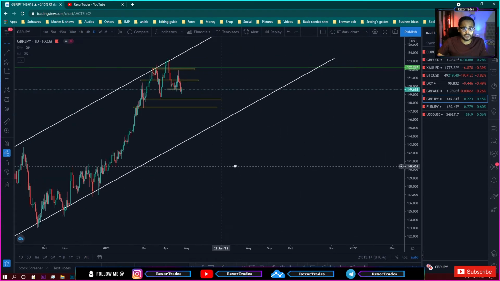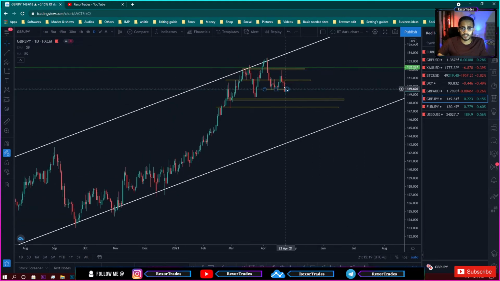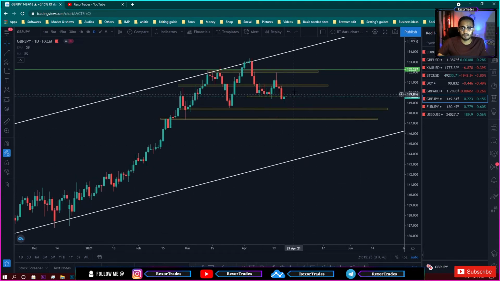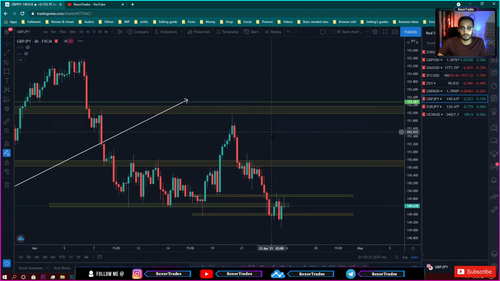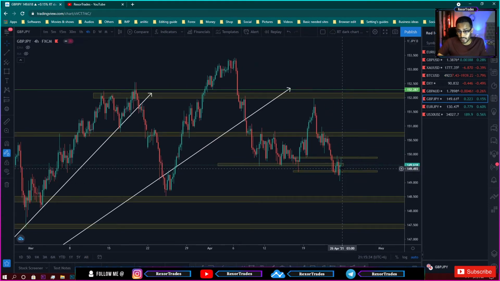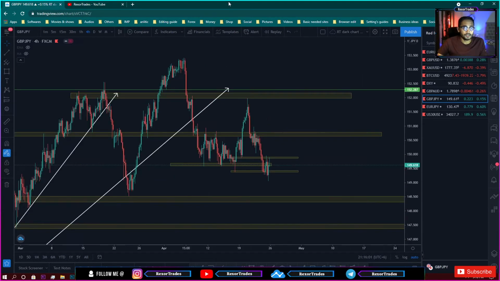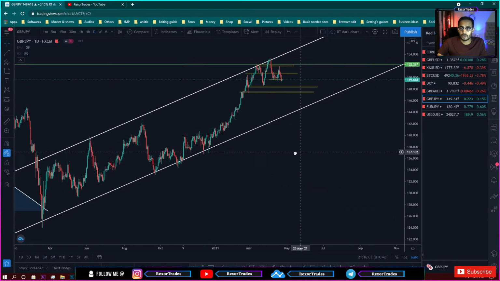I hope that GBPJPY will make its move towards this and this zone or this zone, but before doing that, it might make some retest over here. So there are a lot of key levels that GBPJPY might react from. That's why you should always wait to see if price breaks and closes below the zones, and if the price breaks and closes below this zone, and then the next candle also closes bearish, that's when you can take an entry. So that's my analysis on the GBPJPY chart.